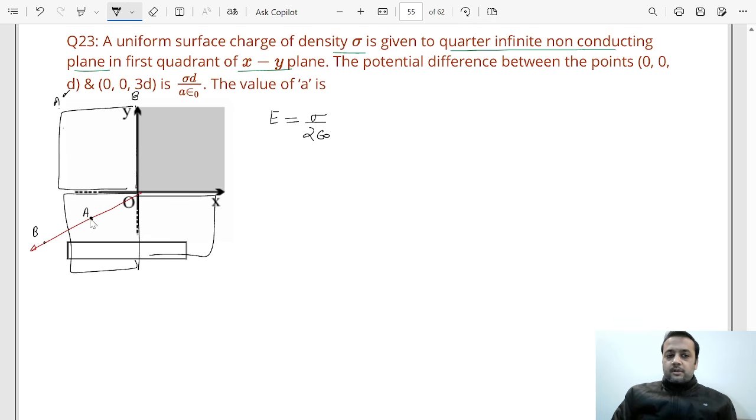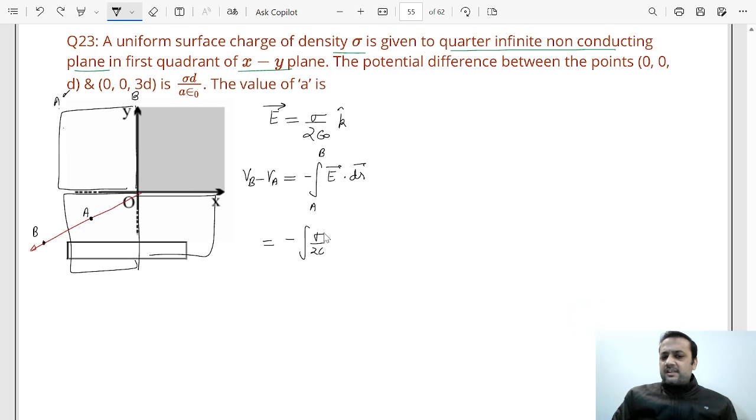Now look, if I talk about points A and B, remember the potential difference between the 2 points. The electric field will be coming towards us. The direction of the electric field will be along the z axis. So if I write this in vector form, you can write this as k cap. Okay, this is the direction of the electric field. Now remember, VB minus VA can be written as what? You know, negative of E dot dr, integrated from A to B. Yes or no? So look, this electric field is sigma upon 2 epsilon naught.